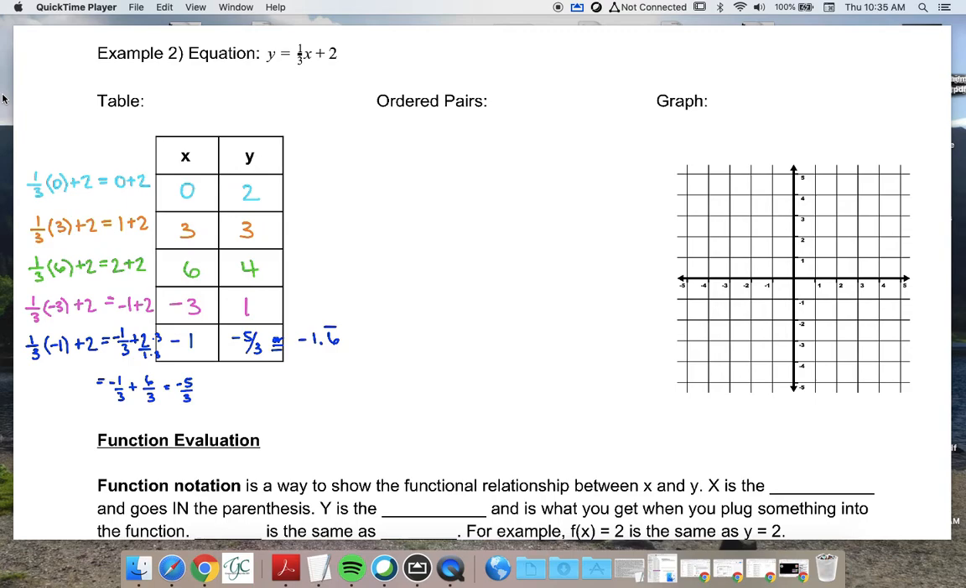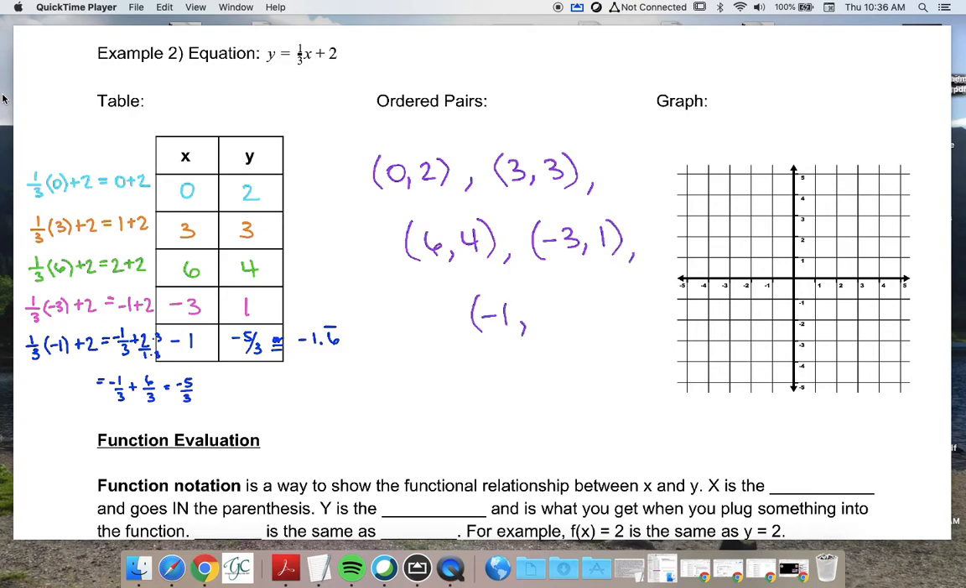All right, now we're going to take our table and write these as ordered pairs. So we have the ordered pair 0, 2, then 3, 3, then 6, 4, then -3, 1, and then lastly we had -1. I'm just going to write it as the decimal since we're going to be graphing it, -1.6 repeating. And then we'll finish out by plotting these points.